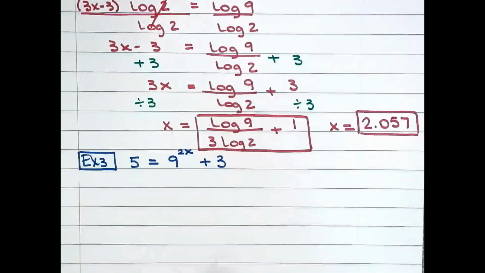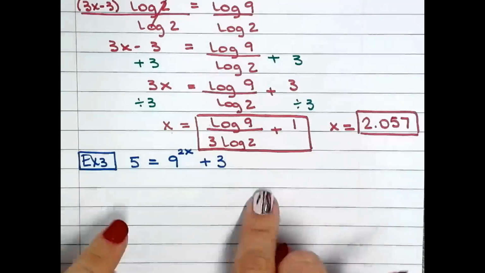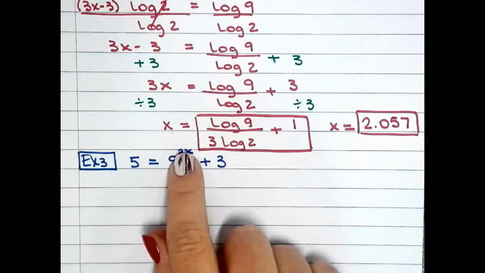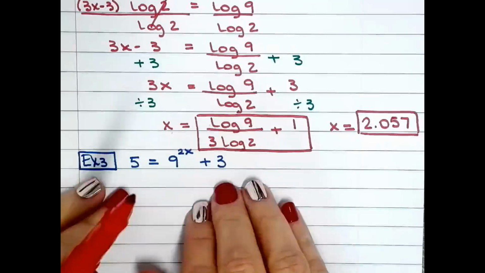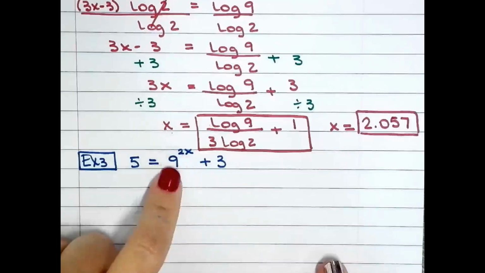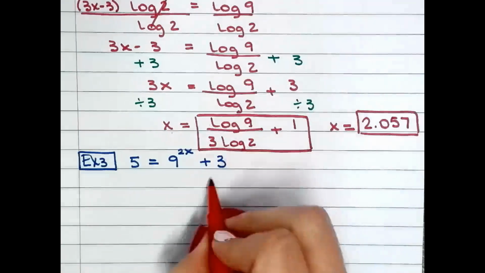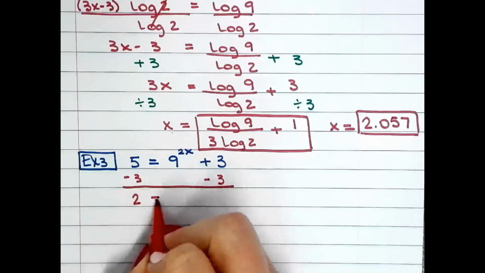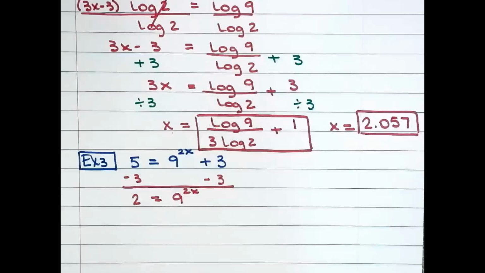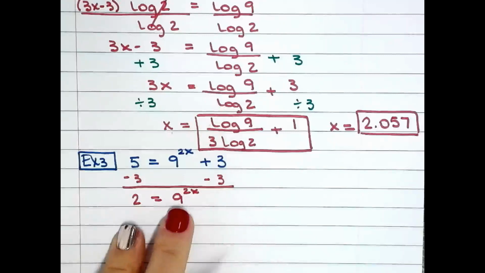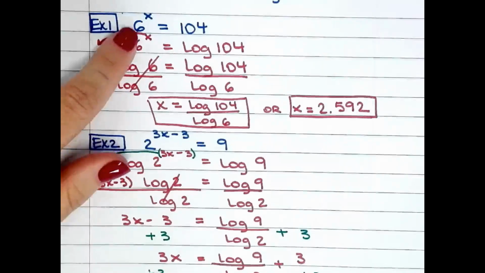Couple more. Now, one thing, we cannot multiply both sides before the term that contains the x is isolated. So before I can multiply both sides, I need to subtract 3 from both sides here, because this term needs to be all by itself. Okay? So minus 3 on both sides. That will leave us with 2 equals 9 to the power of 2x.